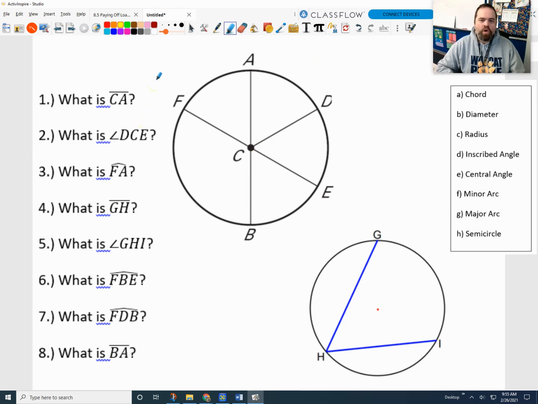Okay, number 2. What would you call angle DCE? Okay, now we're switching to an arc. Notice the difference in the notation here at the top. Arc FA, it's got a little bit of a curvy thing instead of a straight segment across the top. Arc FA. What would be the best name for that?